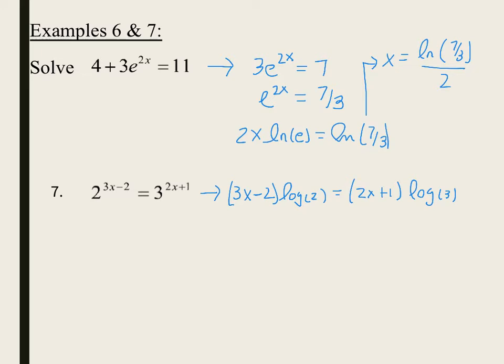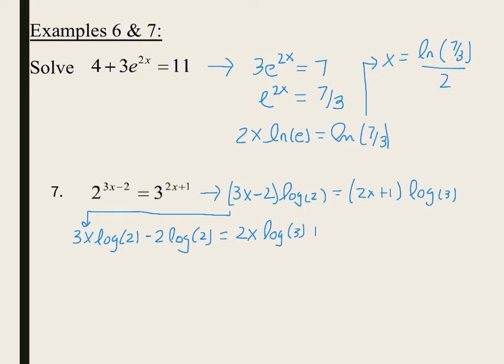What I mean by that is you're going to distribute the log all the way through. So I'm moving all of this over here so I can give you a better feel for that. So we have 3x log 2 minus 2 log 2 is equal to 2x log 3 plus log 3.